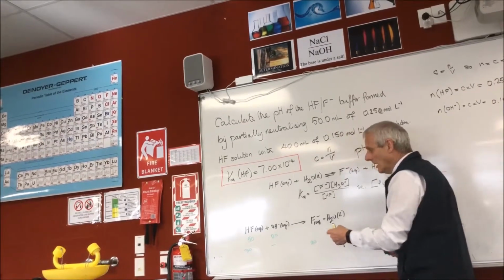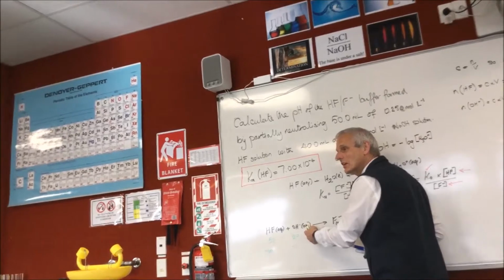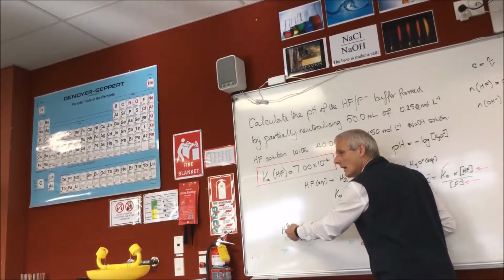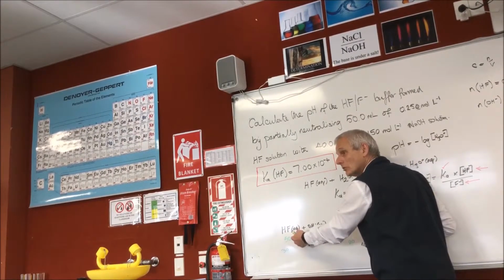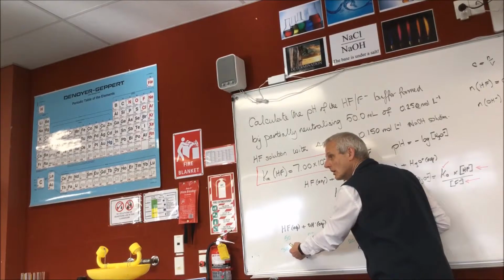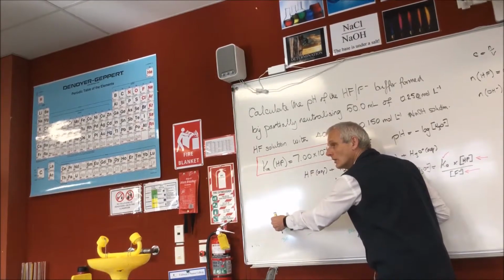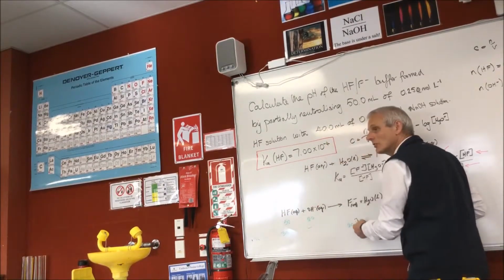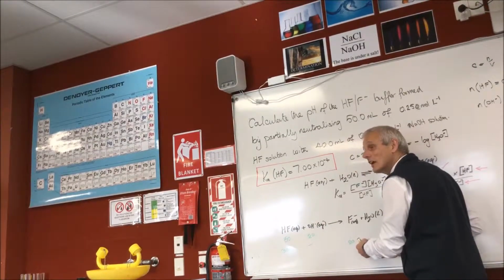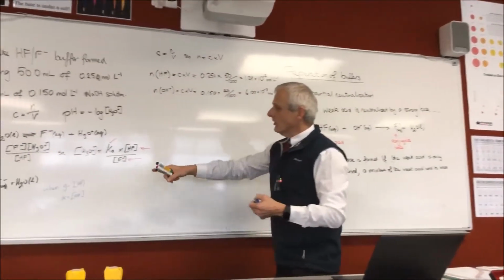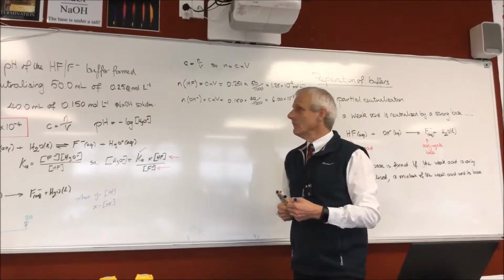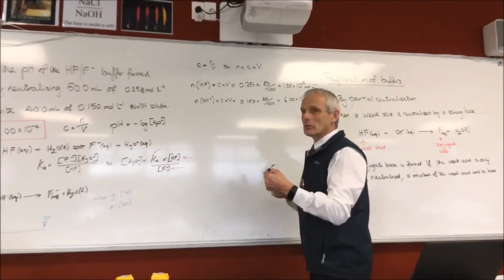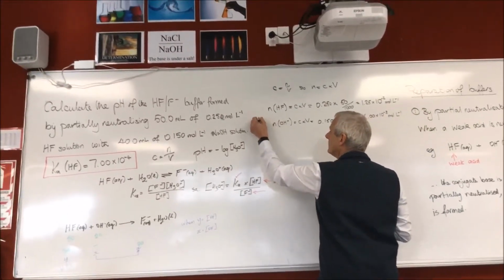So I'll start it again. I've got 20 OH minuses. They're going to take away H plus from 20 of those. So I'll have 30 left. So when I take away 20 H pluses from there, I'm going to get 20 F minuses. If we want the concentration of HF, this is before the reaction.